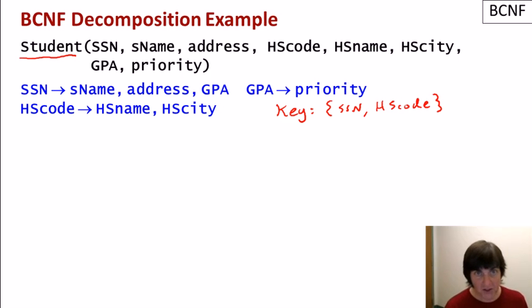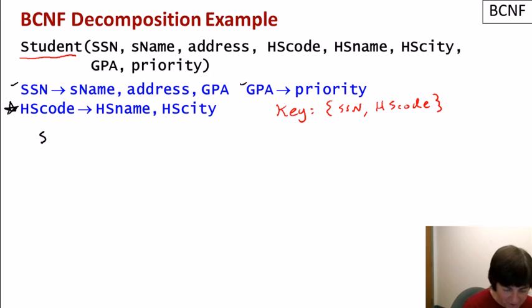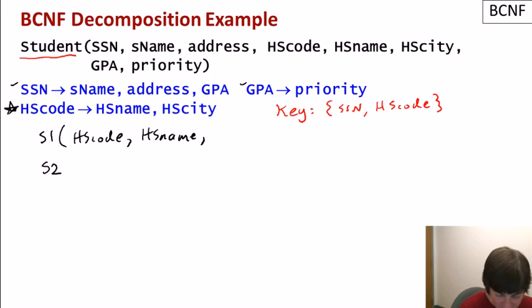We pick some functional dependency that violates Boyce-Codd normal form, and we use it to guide our decomposition. All three of these functional dependencies actually violate Boyce-Codd normal form because none of them have a key on the left-hand side. So let's start with the high school code one. To do the decomposition based on this violating functional dependency, we're going to create two relations. The first one is going to contain just the three attributes that are in the functional dependency itself: high school code, high school name, and high school city.